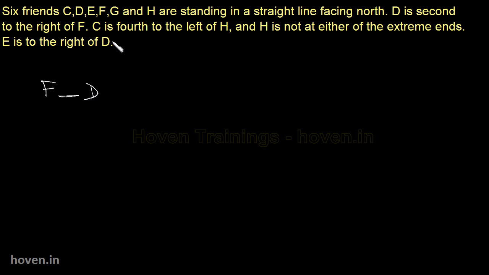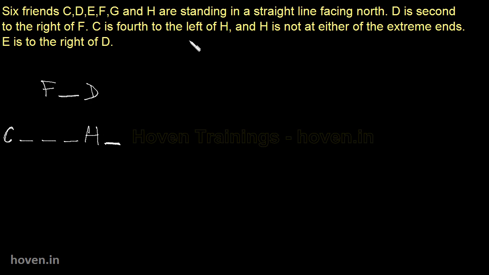Then he says C is fourth to the left of H. So if I draw H here, 1, 2, 3, C will have to come at this position. H is not at either of the extreme ends. Now, how many people have been adjusted here? 1, 2, 3, 4, 5. There are 6 in all. Since H is not at either end, we will have to put one space after H to accommodate the 6th one who will ultimately fall at the corner. 1, 2, 3, 4, 5 and 6. So this is the arrangement that should be there. C and H are fixed properly.